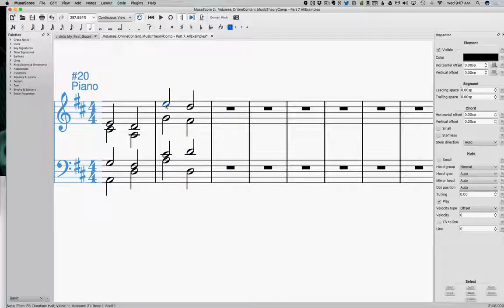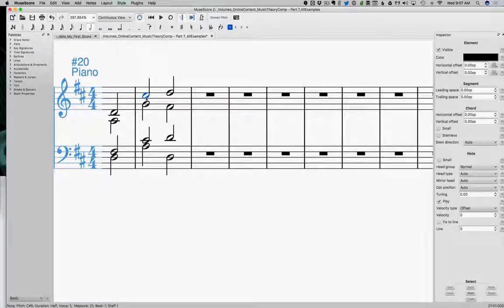Let me go back to how we had this. Oops. I think this is what it was, right? Yeah. So let's just hear this one. This is with the parallel octaves now. This is the wrong way, but I want to hear it. Right? It's so subtle, but if we are trying to do music theory perfectly, this is a no-no because it's parallel octaves.